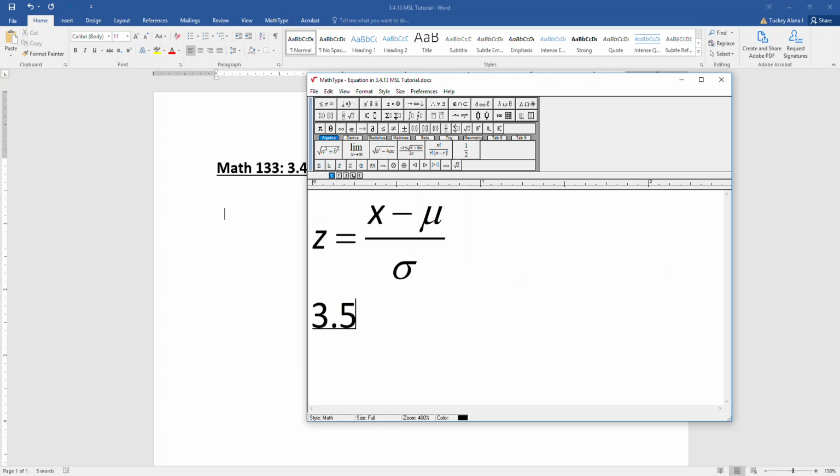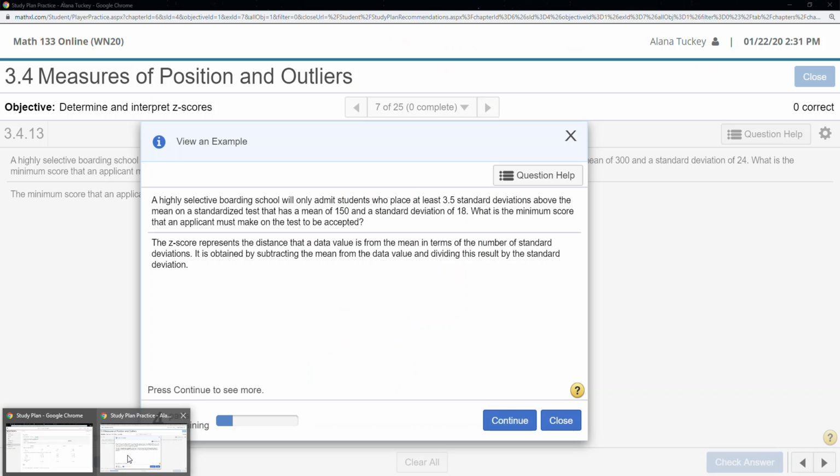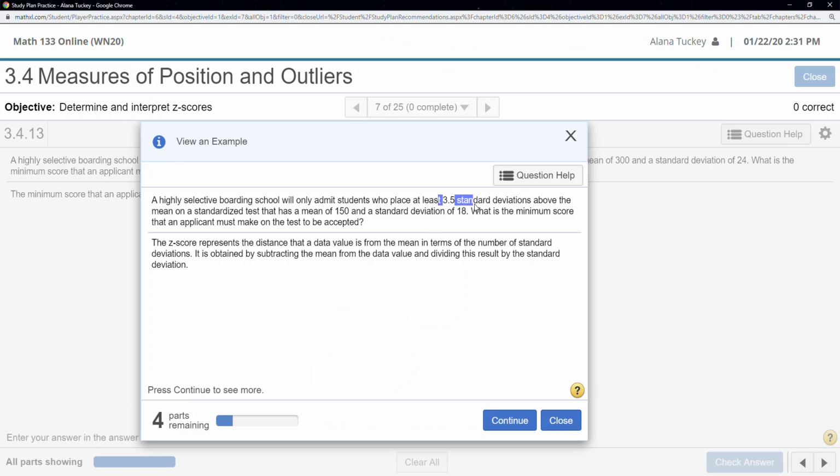Okay, so now they said that you had to score at least 3.5 standard deviations above the mean. So you have to be bigger than that. I'm just going to solve for that. X is what I don't know. I don't know what score I need to get on this test, but I know that my z-score has to be 3.5, because it said you have to score at least 3.5 standard deviations above the mean.